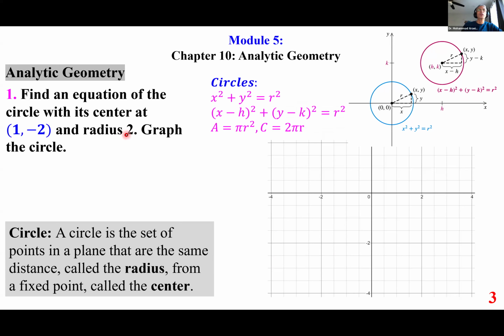Of course, the area is pi r squared, the circumference is 2 pi r. In this case, we know the radius is 2. The center is located at (1, -2). So according to this formula, (x minus 1) quantity squared plus (y minus minus 2), which makes it plus 2, quantity squared, equals r squared, 2 squared, which makes it 4.